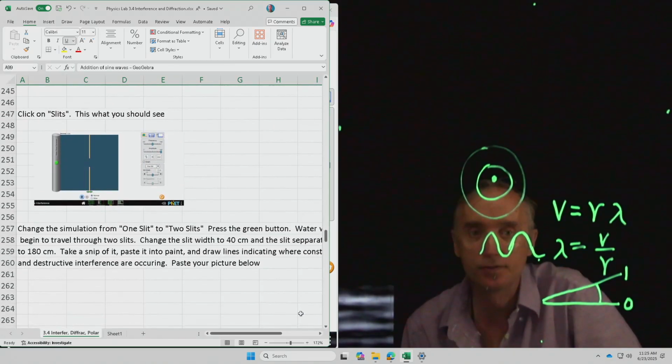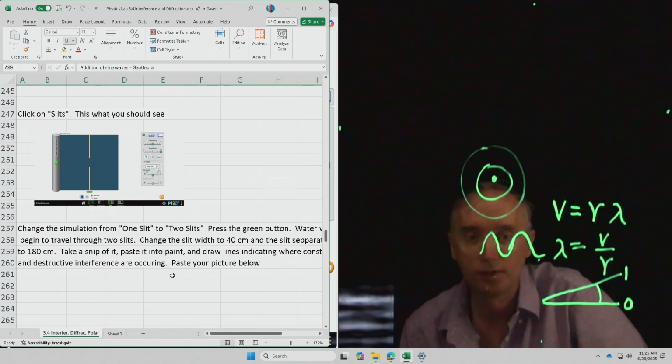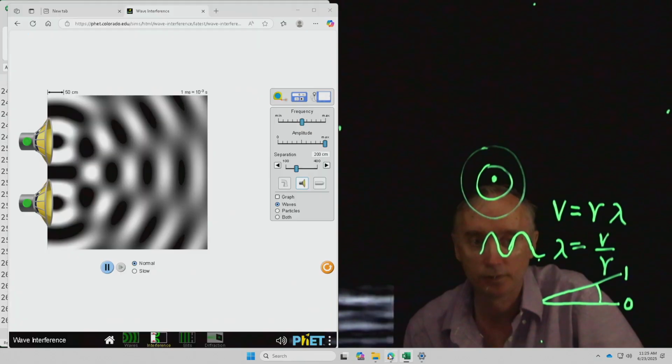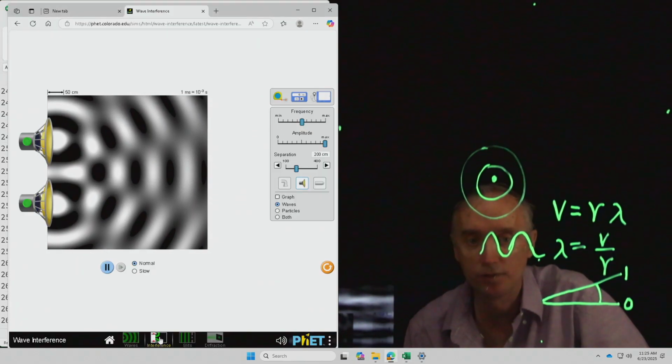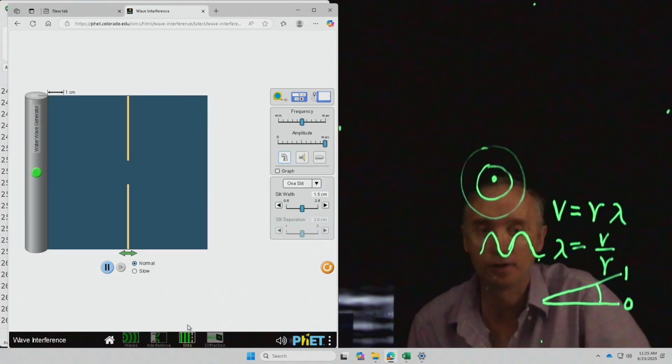Okay, now it says to click on the slits, and then this is what you're going to see. And it says to start with one slit, and then we're going to go to 2 slits. So let's go back to here. And now we're going to go to slits. So we're going to go from interference to slits. So click down here, and now you got a single slit.